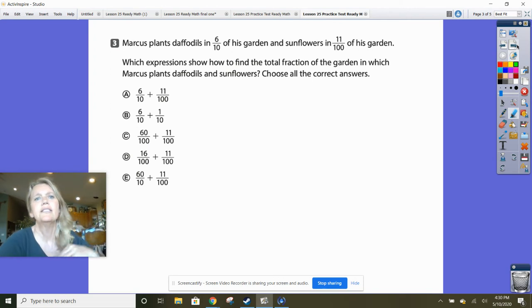Marcus plants daffodils in 6 tenths of his garden and sunflowers in 11 hundredths of his garden.